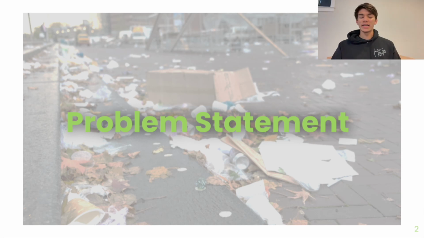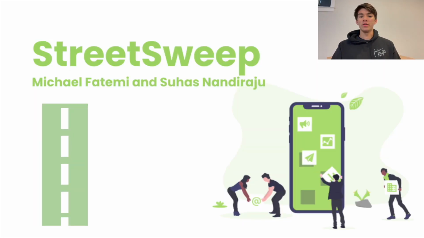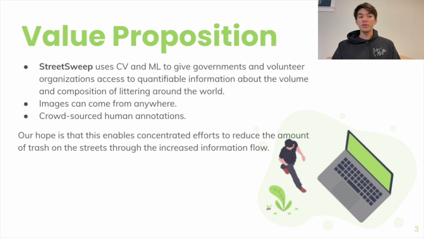There is too much trash in the street. To help curb the problem of littering, we built StreetSweep, an app that passively collects garbage analytics from cities around the world. StreetSweep uses computer vision and machine learning to give governments and volunteer organizations access to quantifiable information about the volume and composition of littering.